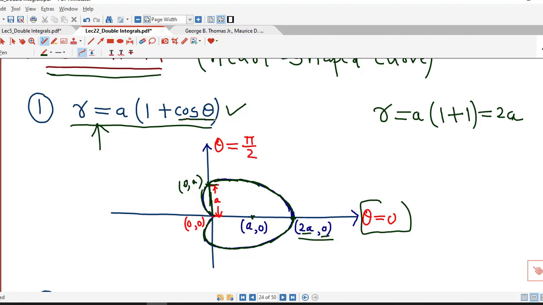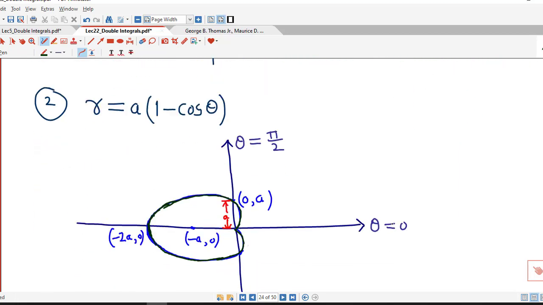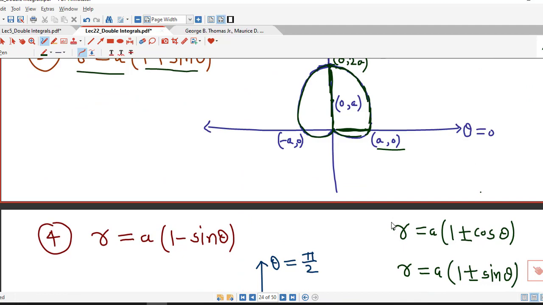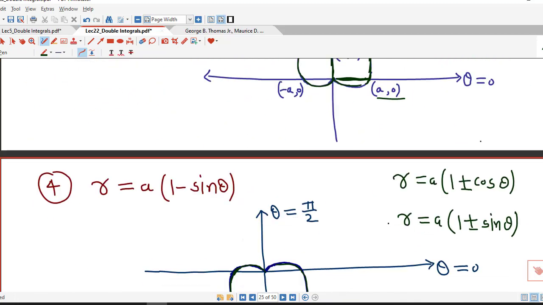If we want to decide the intersecting point of the cardioid with the y-axis, we will put theta equal to pi by 2. So if we put theta equal to pi by 2, we have r equal to a into 1 plus cos pi by 2, which is 0. So r equal to a. So therefore this point has coordinates (0, a). This distance is r equal to a. So we will remember these different shapes of cardioid. Depending upon the given equation, we will use these different graphs of cardioid.